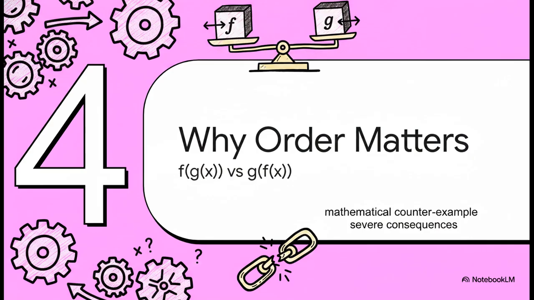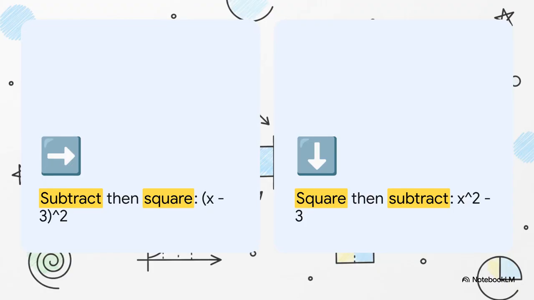Which leads us to section 4, why order matters. Since this is a sequence, you might be wondering, does it really matter which machine goes first? Like, what if we run it in reverse? Let's look at a counterexample, and this brilliantly illustrates why order is literally everything here.